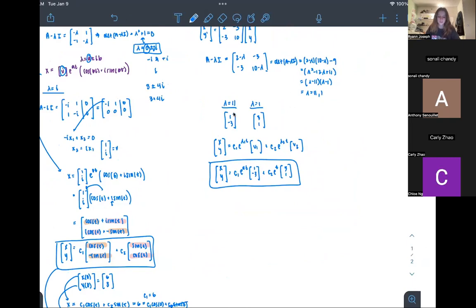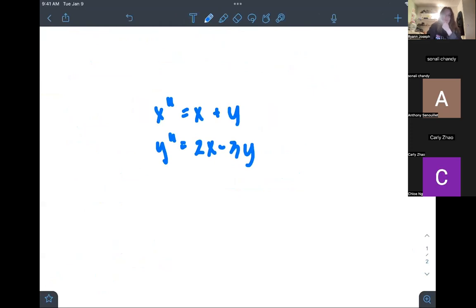Okay. The last week 11 question I want to go over is converting to an equivalent first order system. We have multiple differential equations, second order differential equations, and then we need to turn this into an equivalent first order system.